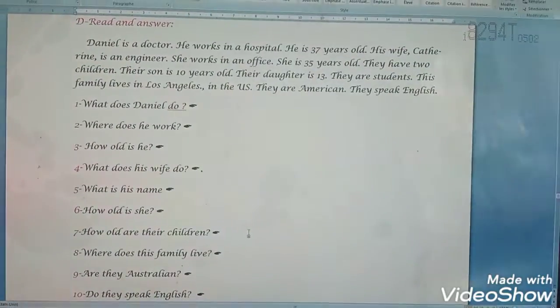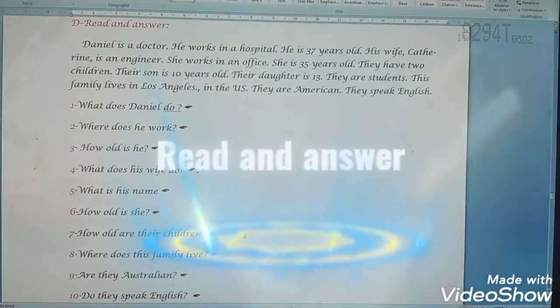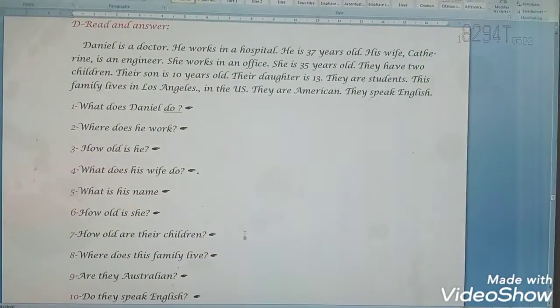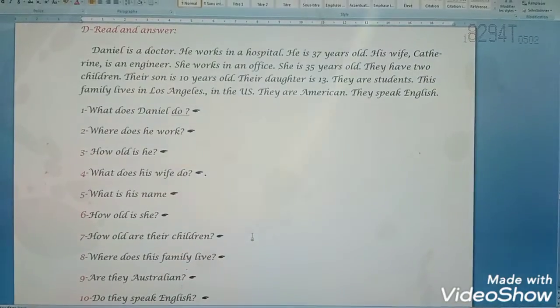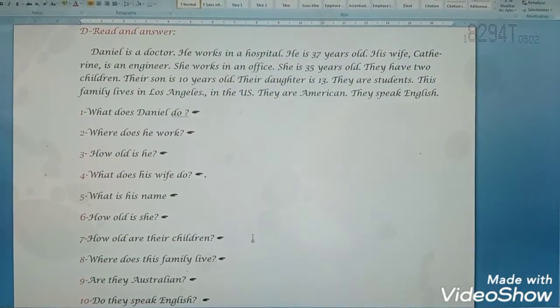Part of reading. Read and answer. Follow me and try to answer the questions according to the text. Then I shall return with the answers as we've done.